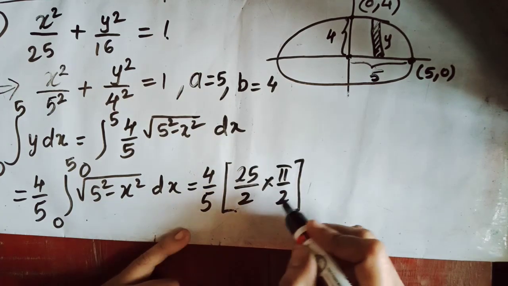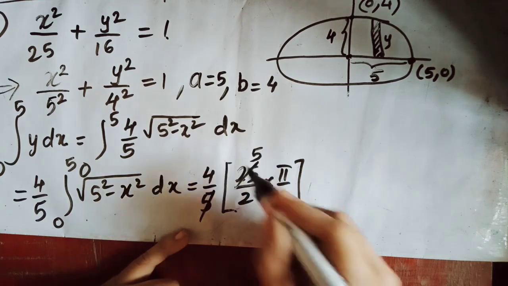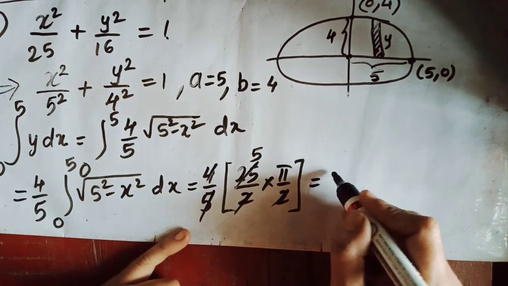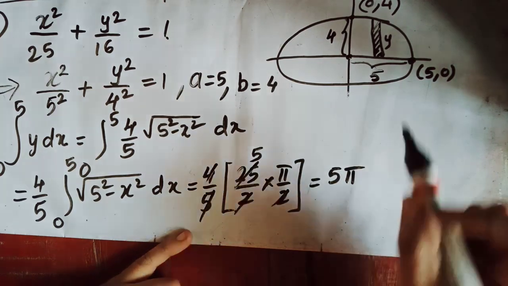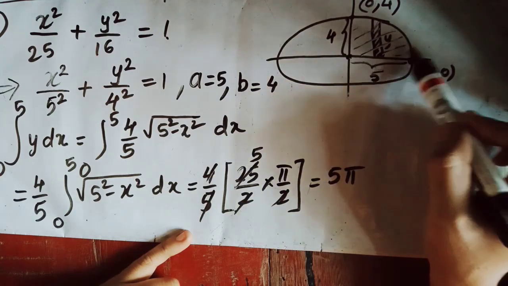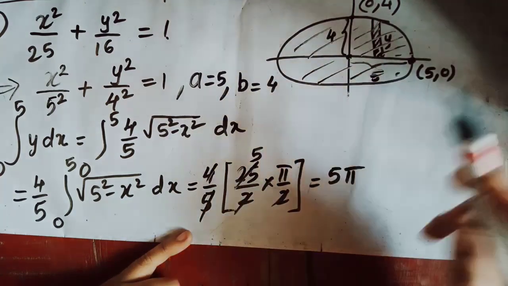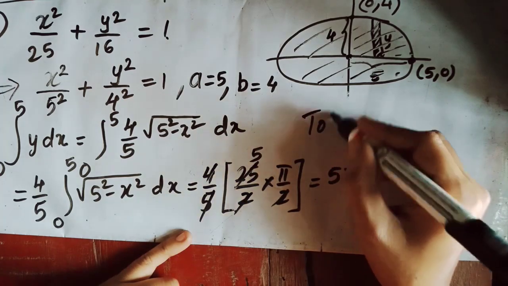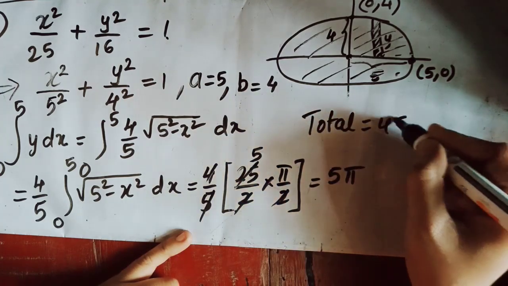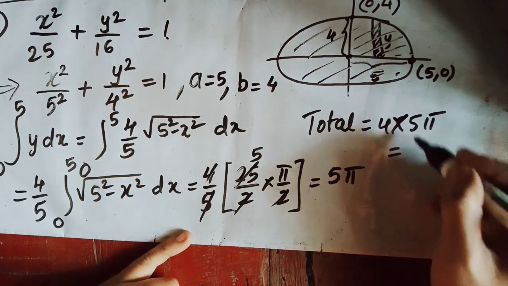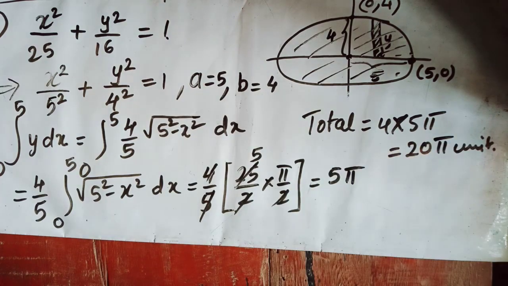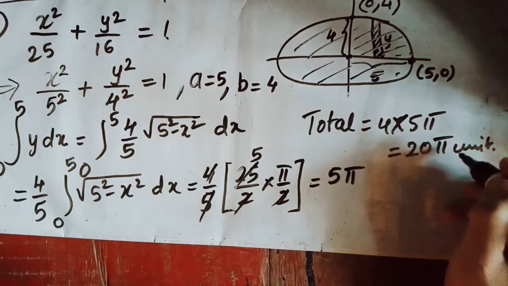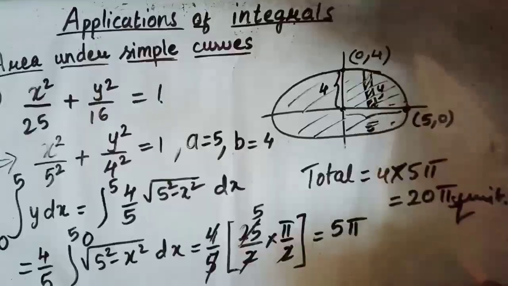And sine inverse of 1 is pi by 2. So your answer is, this 5 gets cancelled, so you will get 5 pi. This is the area for the first part, this part. The whole figure becomes 4 times this, so total area is 4 into 5 pi, which is 20 pi square units. So this is the answer.